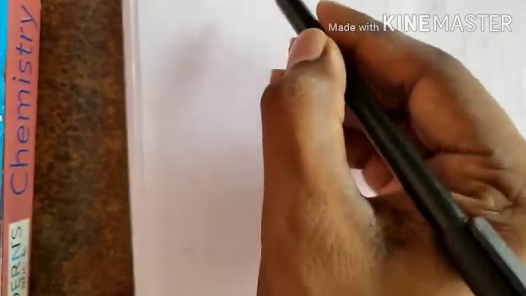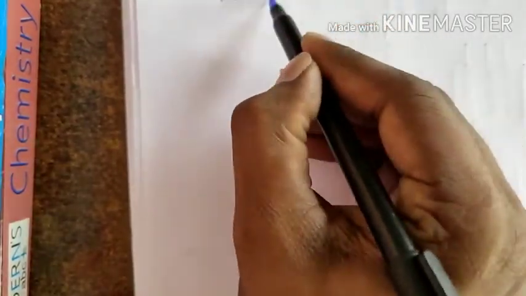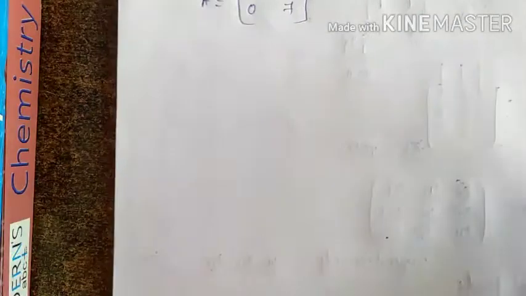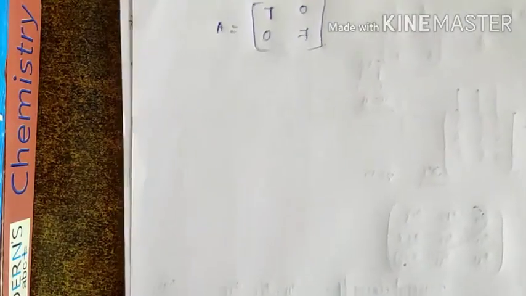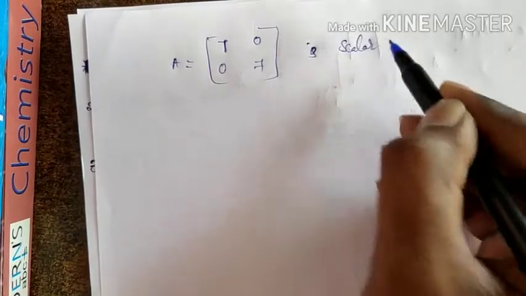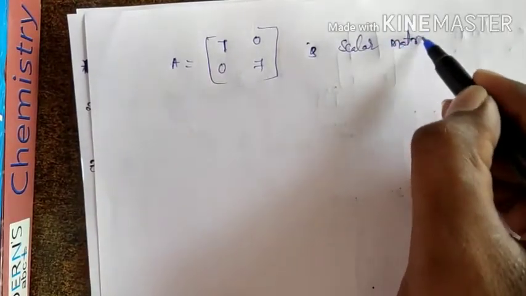So here, see the example. Suppose, for example, A is equal to the matrix [7 0; 0 7]. This is a scalar matrix of order 2.